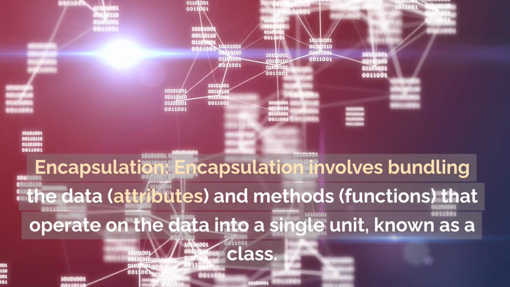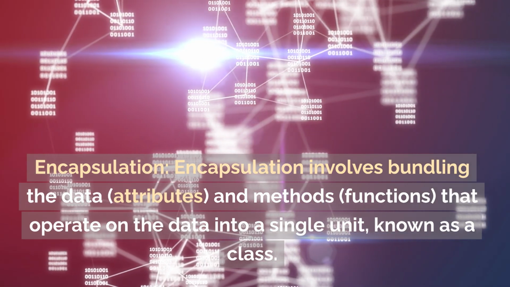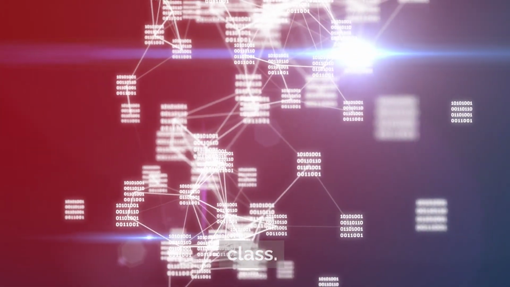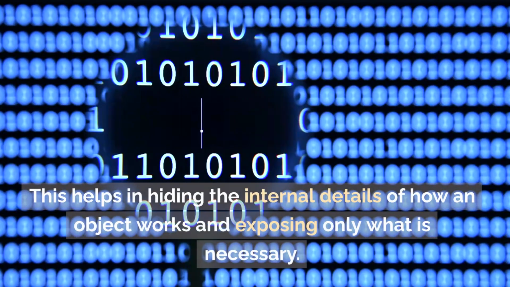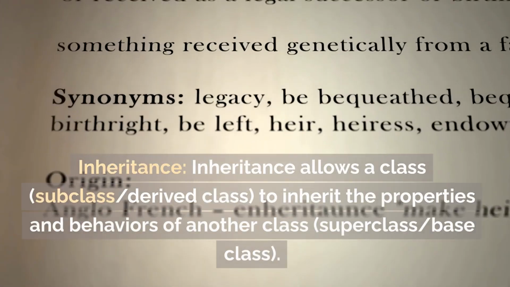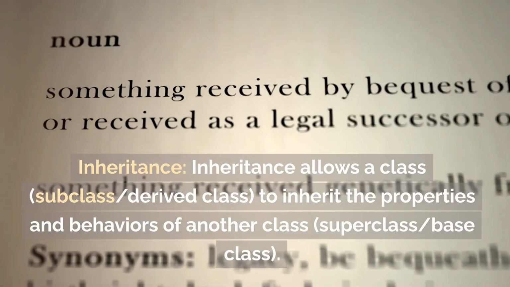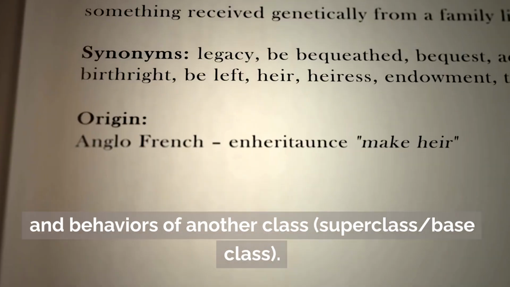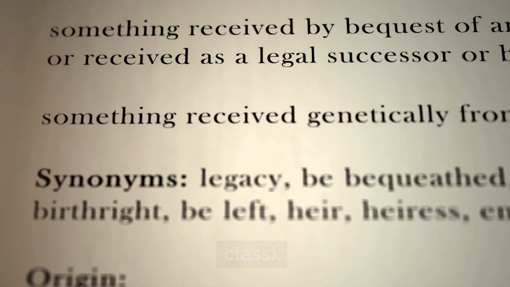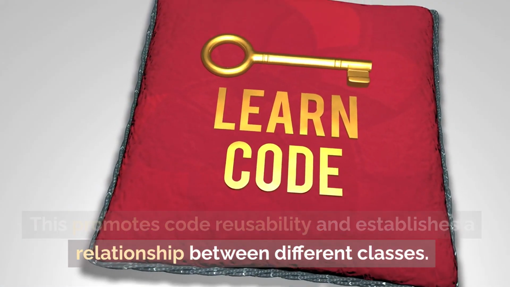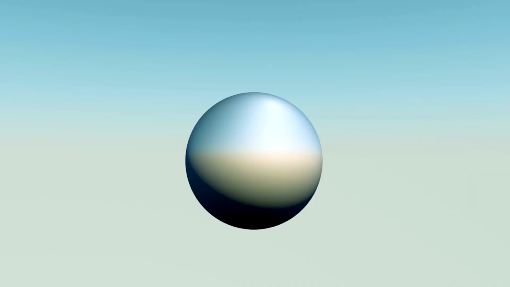Encapsulation involves bundling the data (attributes) and methods (functions) that operate on the data into a single unit, known as a class. This helps in hiding the internal details of how an object works and exposing only what is necessary. Inheritance. Inheritance allows a class (subclass, derived class) to inherit the properties and behaviors of another class (superclass, base class). This promotes code reusability and establishes a relationship between different classes.